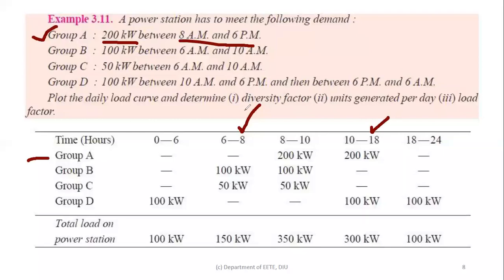I'm sorry, 8 stops here, so 8 will start from here, because this is the 6 to 8 zone. 8 starts from here. So from 8 to 18. In group A, in both time zones we need to put 200 kilowatt, because they have used the power from 8 a.m. to 6 p.m. So from 8 to 10 we give 200 kilowatt, and from 10 to 18 we give 200 kilowatt.